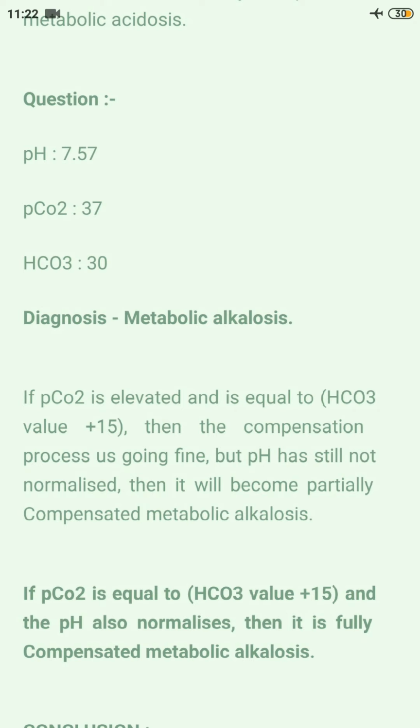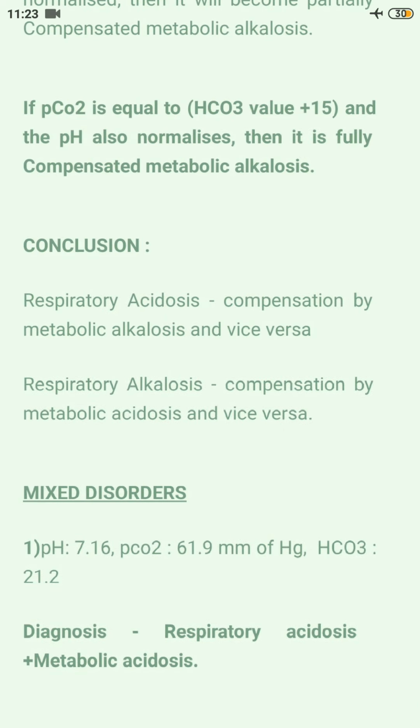So we can say that it is a part of metabolic alkalosis. Now suppose to compensate this, the body has to elevate the PCO2. For elevating PCO2, there has to be respiratory depression. Now, if PCO2 is elevated and we calculate the ideal value as HCO3 minus plus 15, and the compensation process is going fine, but pH is still not normalized, then we have to say it has partially compensated metabolic alkalosis. But once the pH normalizes, we again say it has fully compensated metabolic alkalosis.